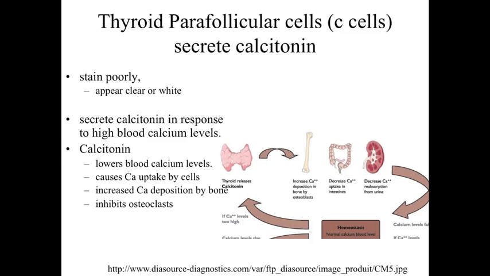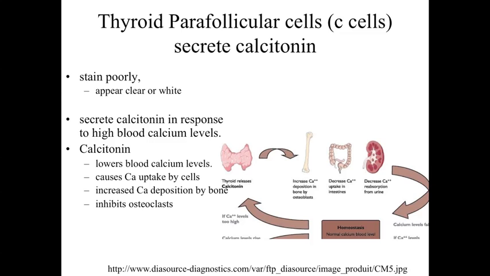In addition to the thyroid follicular cells, we're going to have some thyroid parafollicular cells. And these parafollicular cells are essentially outside of the thyroid follicles. They're also called C cells. And the thyroid parafollicular cells, or C cells, are going to secrete calcitonin. And so you're going to have clusters of paler staining cells, often appearing clear or very pale, or in some cases kind of white in appearance, and little clusters in between those thyroid follicles. And these thyroid parafollicular cells are going to secrete calcitonin.